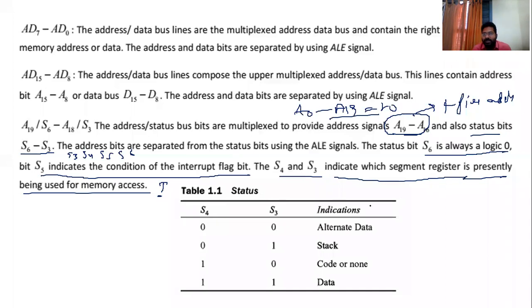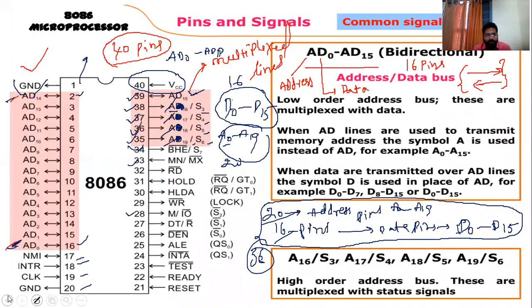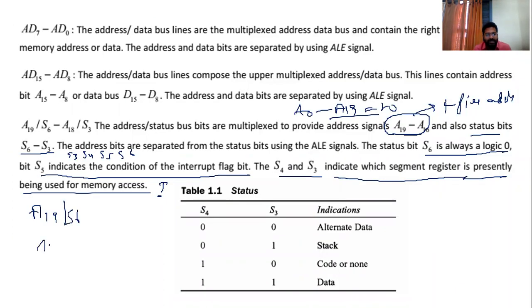These are also multiplexed lines: A19/S6, A18/S5, A17/S4, A16/S3.